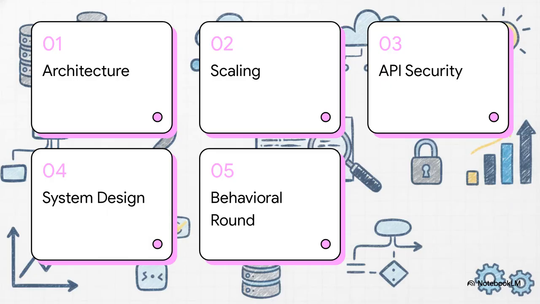Here's our playbook for today. 1. Architectural styles and trade-offs. 2. Scaling and performance optimization. 3. Bulletproofing your API security. 4. Mastering system design whiteboards. And 5. Acing the behavioral interview.